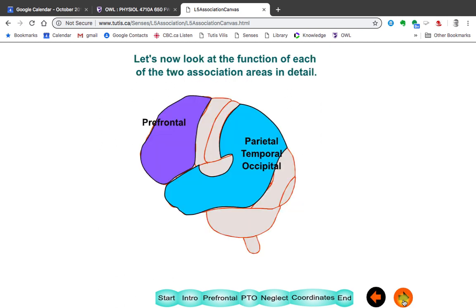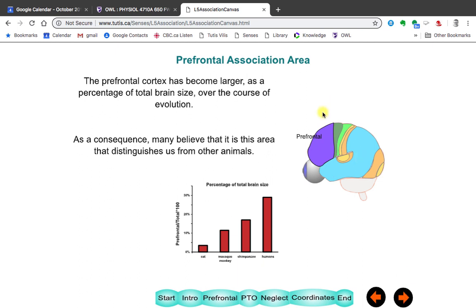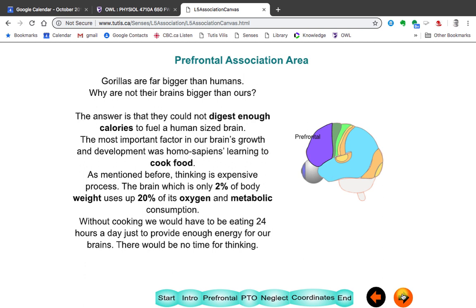Okay, now let's look at the function in detail of these two association areas. The first one we'll look at is this prefrontal area. That's really expanded in size. You can see here how it's expanded over different species. And it appears that this is what distinguishes us from other animals. Now, the gorillas are bigger than humans, but their brains aren't bigger than ours. And the question is, why?